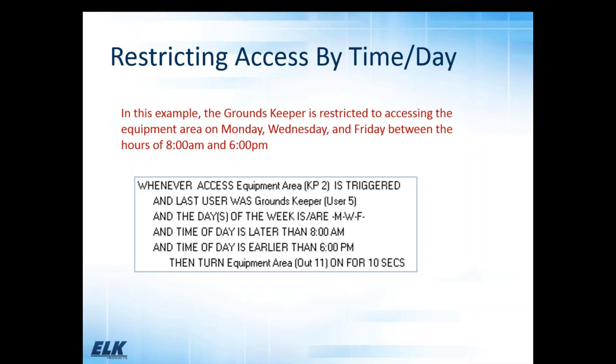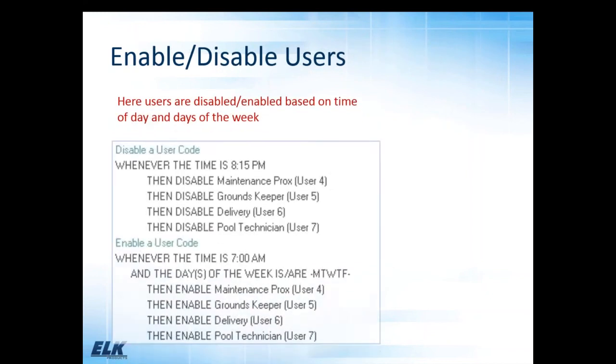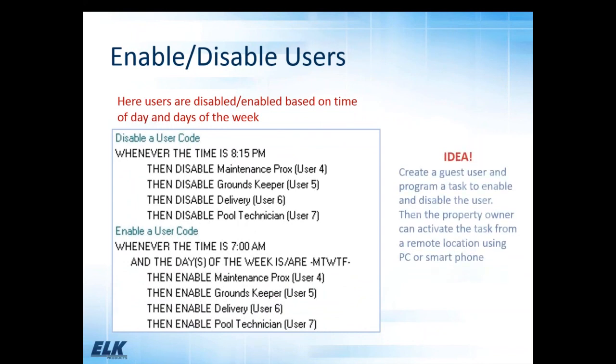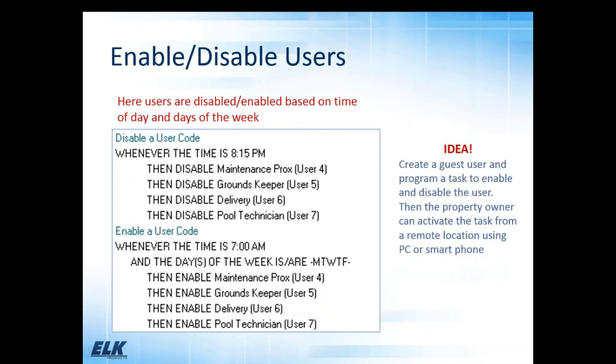Another useful feature of the M1 in the rules for access control is being able to enable and disable users. So in this application, during a particular time of the day, in this case whenever the time is 8:15 p.m., we've disabled these particular users. We've disabled user 4, 5, 6, and 7. When their code is disabled, it no longer works on the keypad. Now, since it is disabled, at some time we would need to re-enable that.